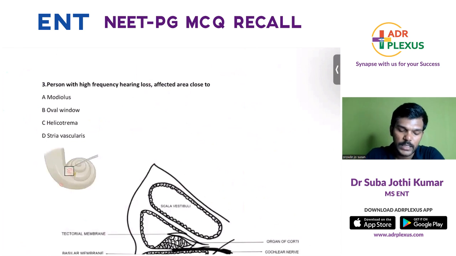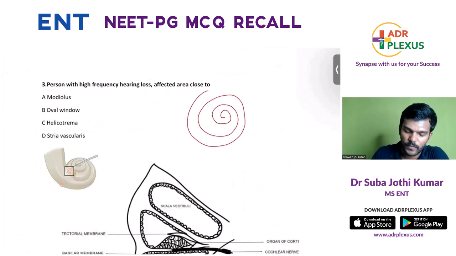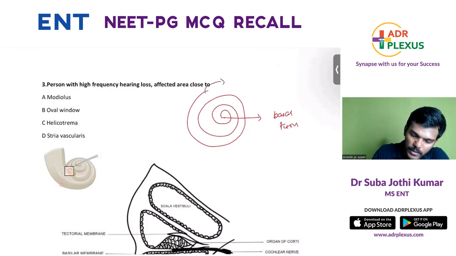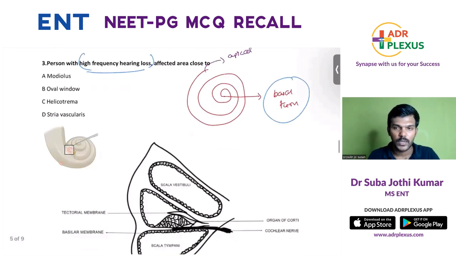That question: the person with high frequency hearing loss, affected area close to. See, so basically, this is the cochlea. Clear? This is the basal turn. This is the apical turn. Clear? For this question, the straight answer would be that for high frequency hearing loss, the basal turn of the cochlea is involved. Okay, but among the structures and parts of the ear that have been given here, we should find an answer.